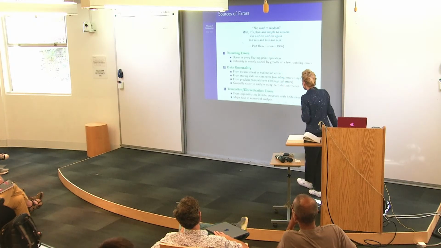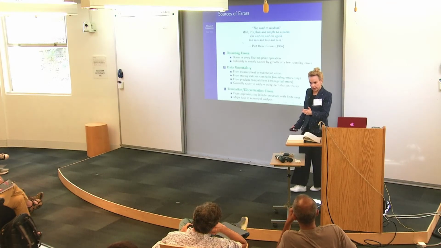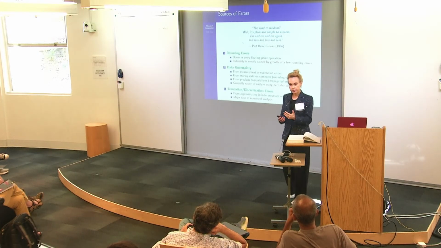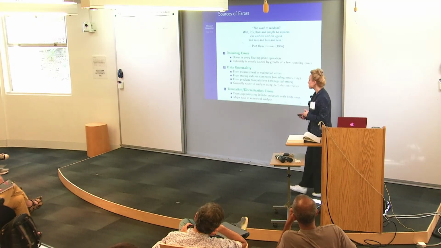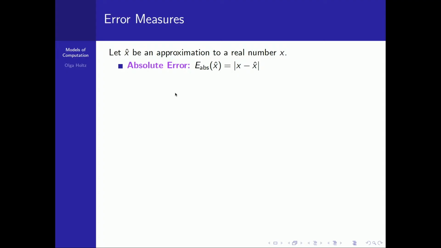Okay, so as you see, rounding errors per se, if you are within some reasonable range, are not going to be huge, but as you progress, you can get to significant instabilities, and we will try to see how this happens here. Okay, so what are the error measures that we'll be using?